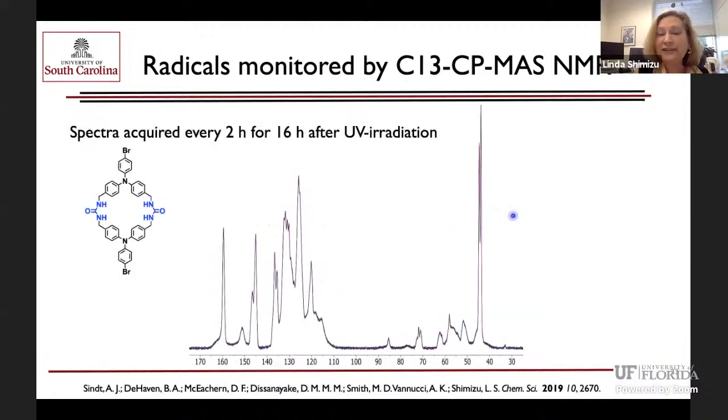You can look at how stable these are by solid state NMR as well. After irradiating them to maximum radical amounts, we just stored them in the dark and acquired spectra every 2 hours for 16 hours. And you can see these overlay perfectly. They're pretty much identical within the noise, demonstrating the stability of these materials over that long range.